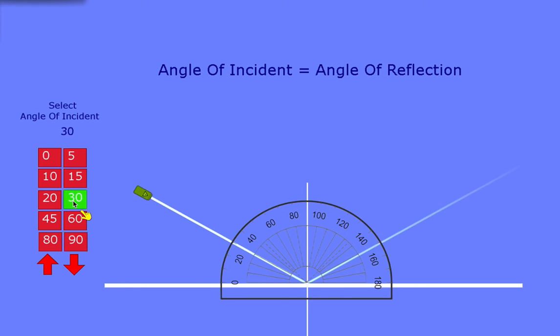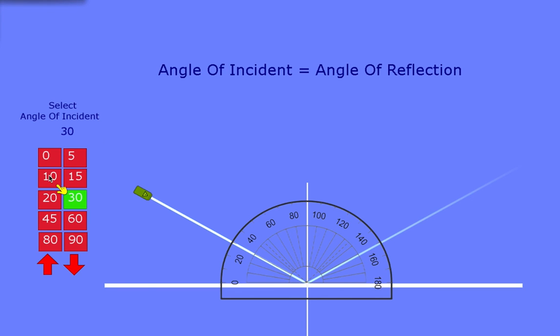What else we got? We've got 30 degrees. Well, 30 degrees isn't 30 degrees at all, it's 60 degrees. So we measure from normal to the angle of incidence, 60 degrees, and then move from normal to the ray of reflection. We're measuring the angle of reflection is 60 degrees.